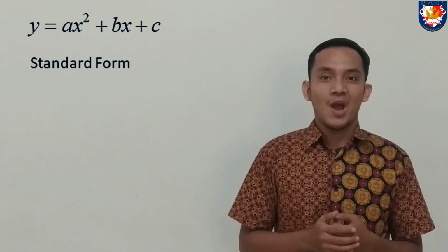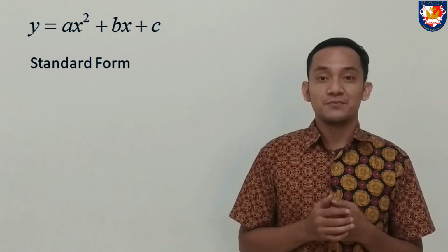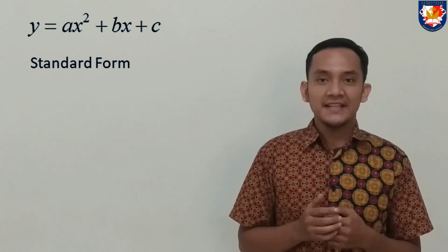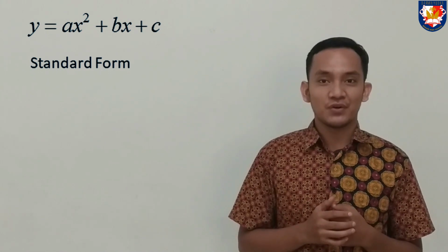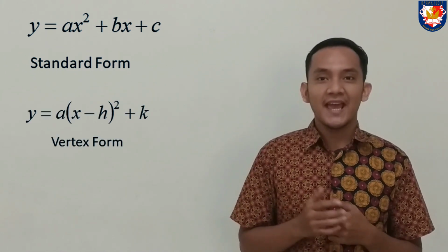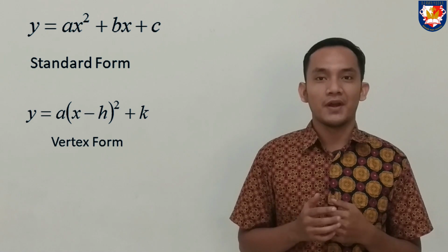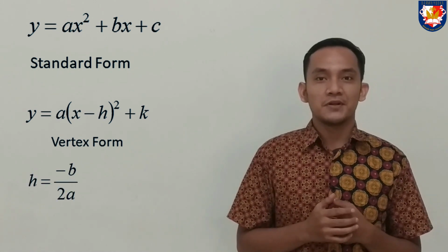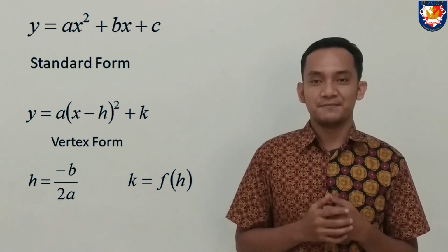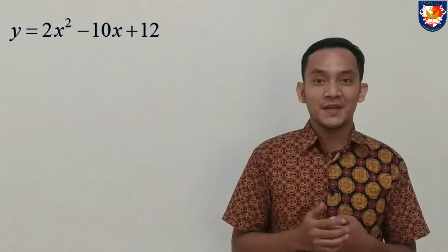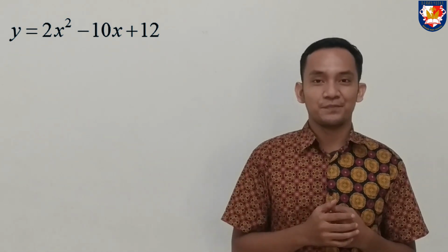We have known that the standard form of quadratic function is y equals ax squared plus bx plus c. And sometimes we have to change or convert this form into the vertex form, which is y equals a times (x minus h) squared plus k. h equals minus b over 2a and k equals f(h). Let's sketch a quadratic graph for y equals 2x squared minus 10x plus 12 using the vertex form.